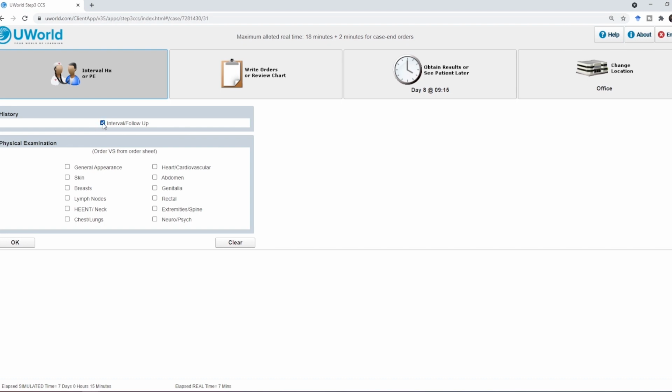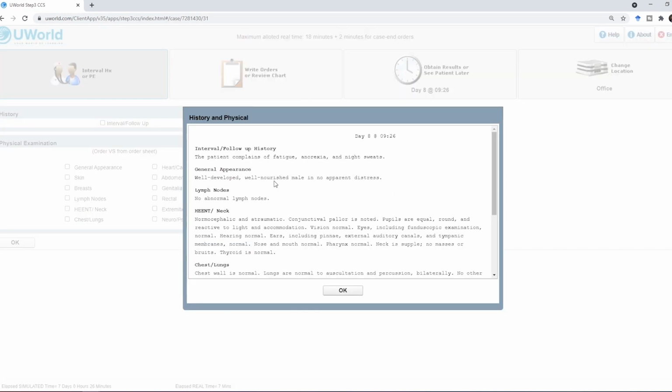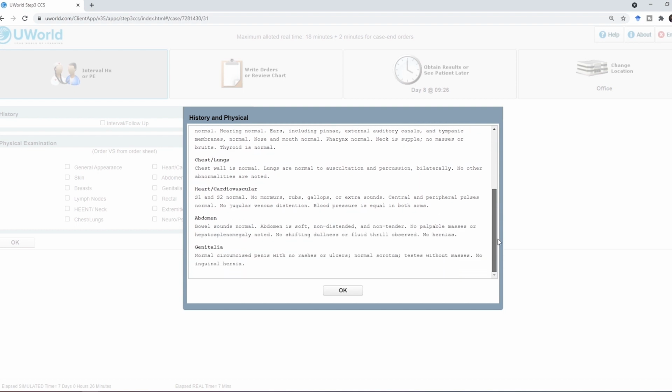We can order interval follow-up and specific parts of the physical exam. For example, here we can order general, lymph nodes, head and neck, chest, heart, abdomen, and genitalia. You can click OK and advance, and you can see that the patient is still suffering from fatigue, anorexia, night sweats, and nothing has changed from the last physical examination.